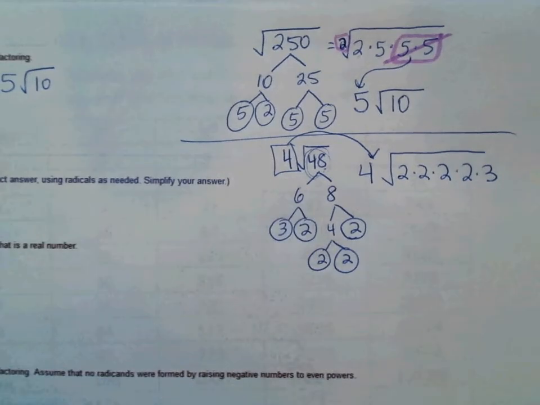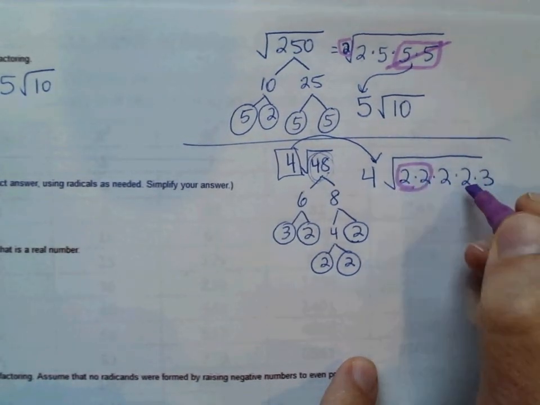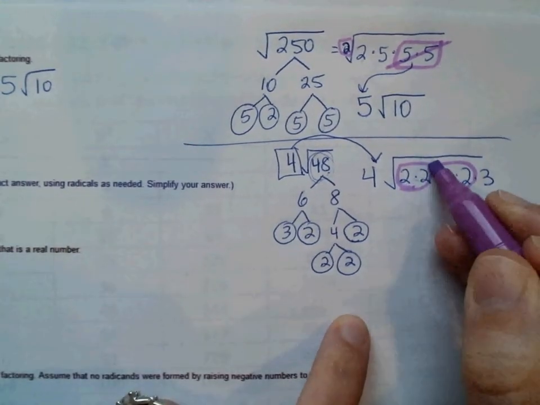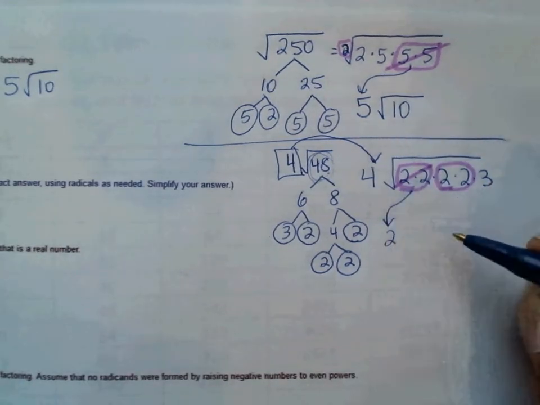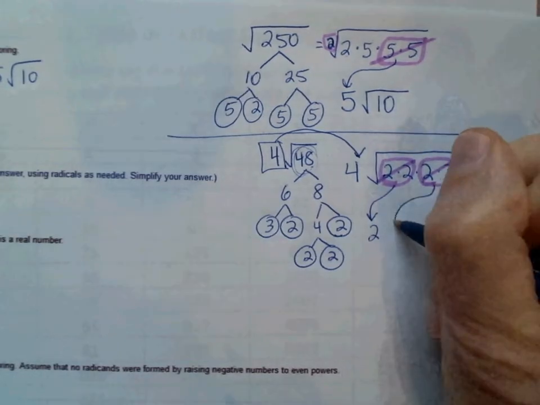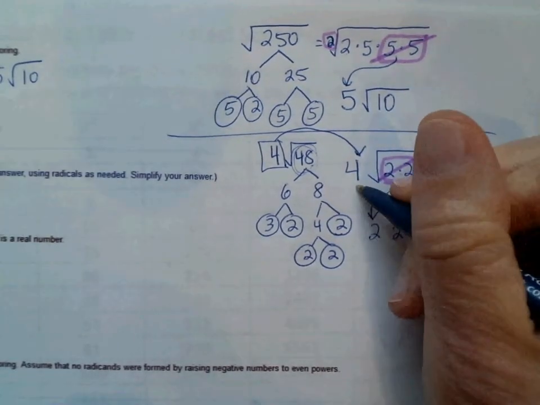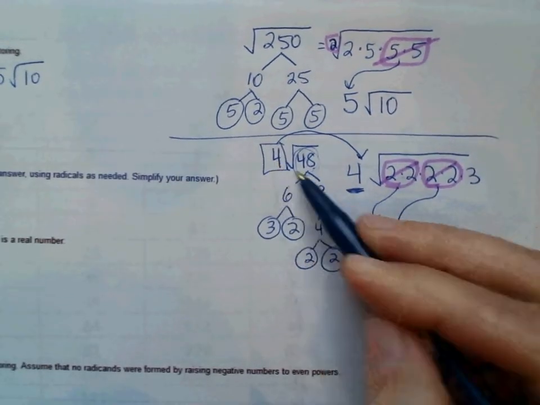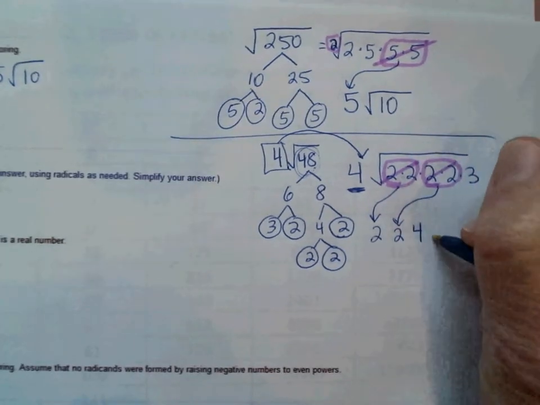All right, under the square root, we have to find pairs. So here's a pair of 2's, here's a pair of 2's. From this pair of 2's, I get one 2 that comes out in front. From this pair of 2's, I get another 2 that comes out in front. And then I already had a 4 out in front from the original question. Remember the 4 was already out there? So I also have a 4 in front.